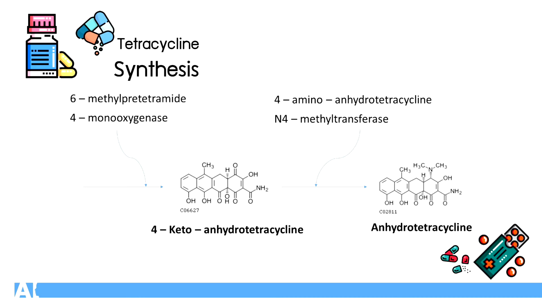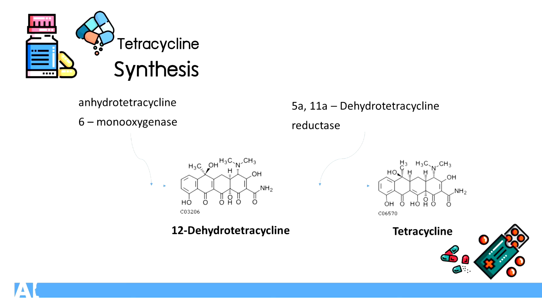4-amino anhydrotetracycline by aminotransferase enzyme. Release a hydrogen on the 13-hydroxyl group and add a hydroxyl group on carbon 6 to convert into 12-dehydrotetracycline by anhydrotetracycline 6-monooxygenase. Add 2 methyl groups onto the amino group to convert into anhydrotetracycline by 4-amino anhydrotetracycline N4-methyl transferase.